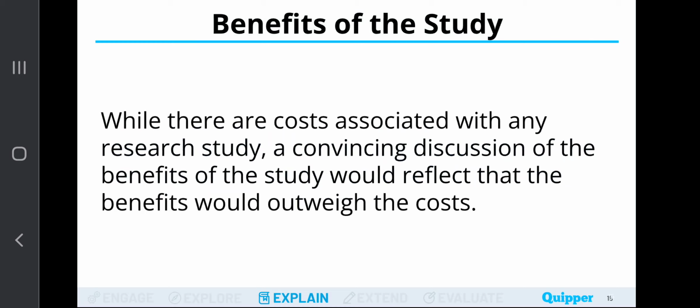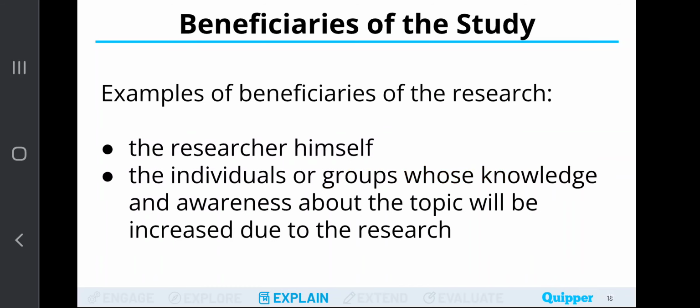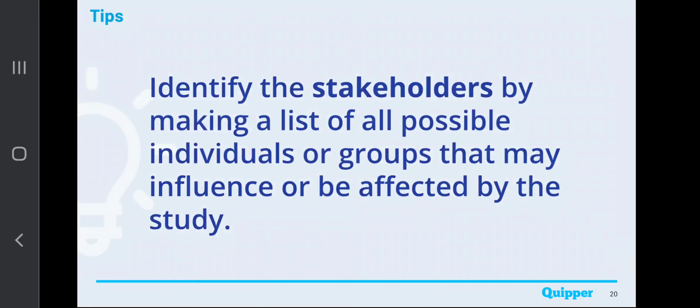Now, it is important to remember that stakeholders are individuals or groups of people that may be positively or negatively affected by the research. Now, let's talk about the beneficiaries of the study. These are the individuals, groups, or organizations that are positively affected by the research. Examples of beneficiaries of the research are the following: the researcher, him or herself, the individuals or groups whose knowledge and awareness about the topic will be increased due to the research, the organization or organizations that will make use of the information in the research study, and the community that may craft policies or enhance their knowledge based on the findings of the study.